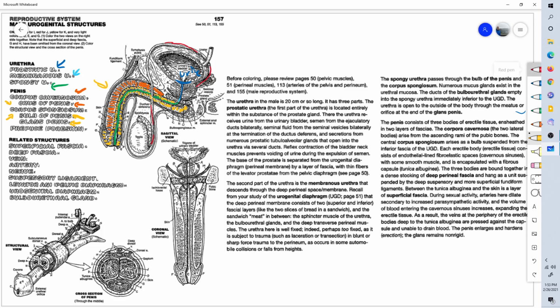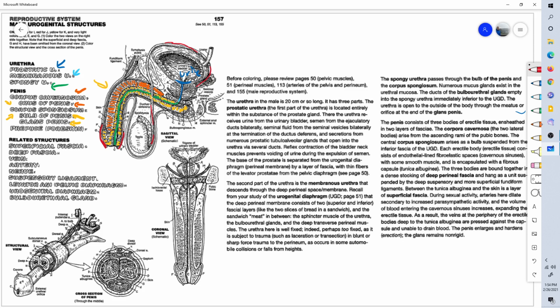Lastly, this structure here is the prepuce. This is the foreskin of the penis, which is often removed during circumcision in some religious practices.